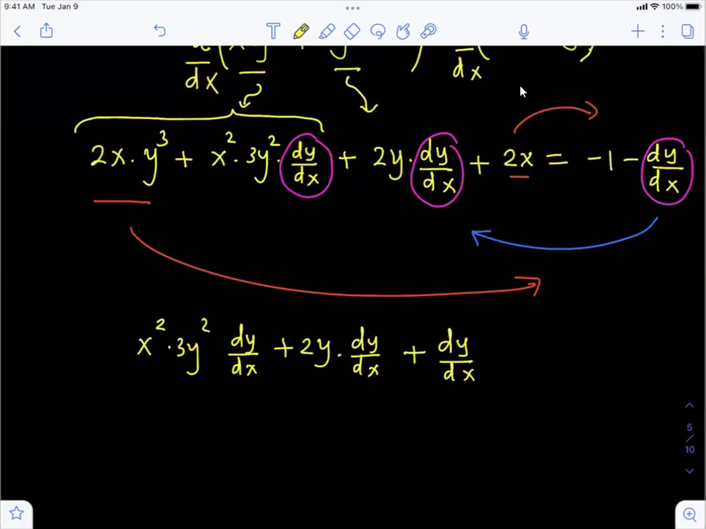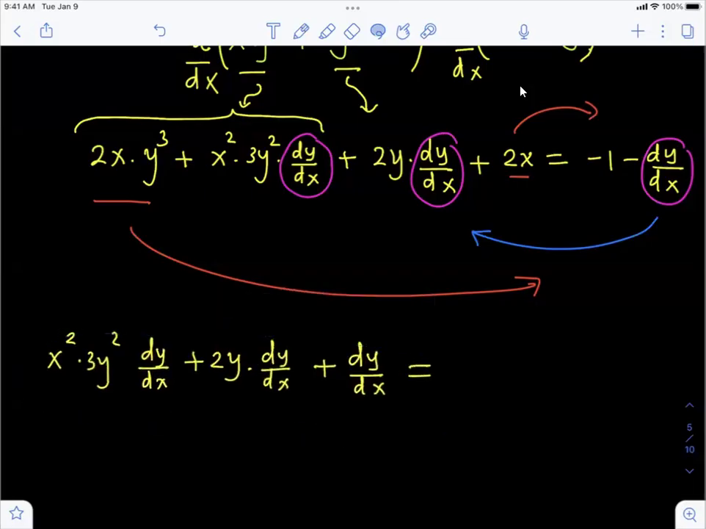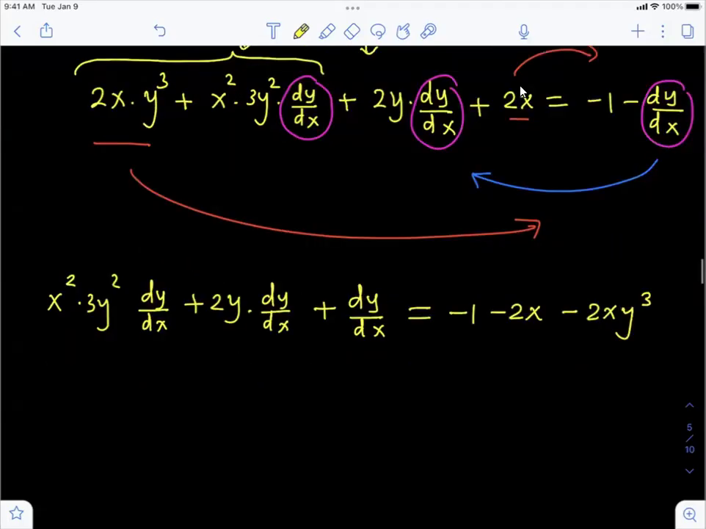And then in the right side, if you look at the right hand side of this computation, you have -1 and then minus 2x. And then when you move this one to the other side, it becomes minus 2xy cubed. This is what you need to find.